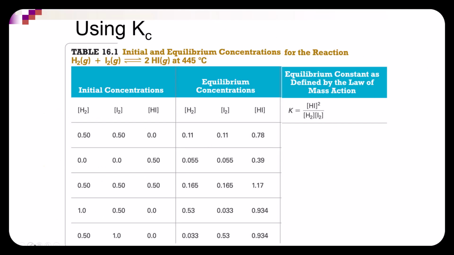So let me talk you through this table here. Here's the chemical reaction that we're looking at. Hydrogen reacts with iodine to create hydroiodic acid. Here are our initial concentrations. In the first trial, they started with 0.5 molar hydrogen, 0.5 molar iodine, none of the product. In the second trial, they started with no reactants, 0.5 molar of the product. Third trial, they were all the same, and then see how we just keep mixing them up. So we mixed these different amounts at each trial.